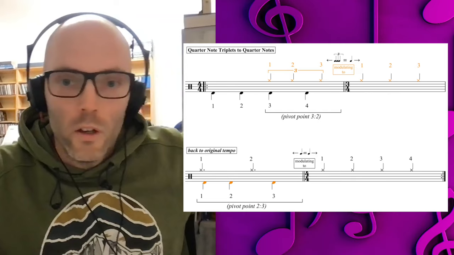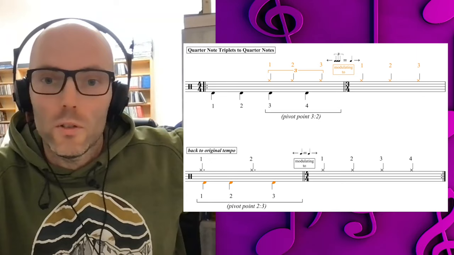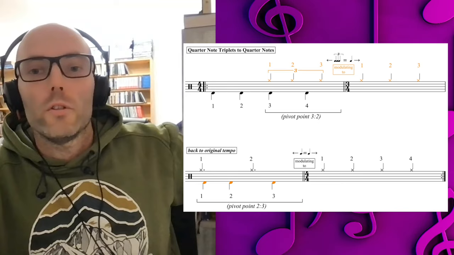So here is the new tempo in 3-4, so let's try to keep this tempo in mind. As indicated on the second stave, to get back to the original tempo, you need to take the dotted quarter notes of the memorized tempo over 3-4 meter. The polyrhythmic pivot point is 2 over 3.